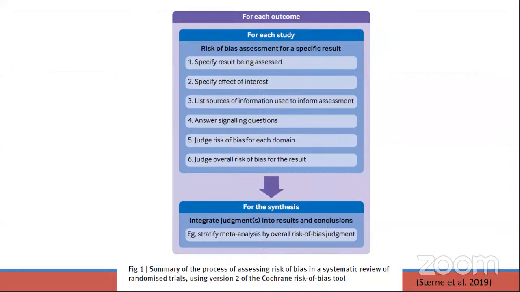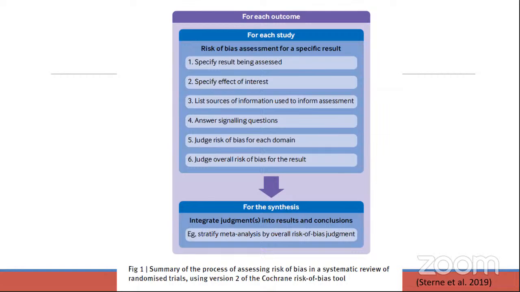Each domain in the Cochrane risk of bias tool has certain signaling questions, and you have to answer all the questions. Each domain should be assessed for risk of bias. Followed by that, you can assess overall risk of bias based on all the 5 domains. I'll give some examples in the following slides. And for synthesis, integrate judgments into results and conclusion. Here they give an example: stratify meta-analysis by overall risk of bias judgment. For example, you have studies with high risk of bias and low risk of bias as well. You're trying to pool the data of both studies with high risk and low risk.